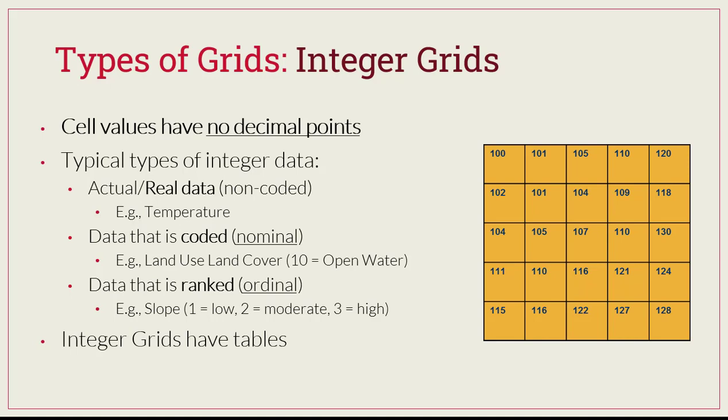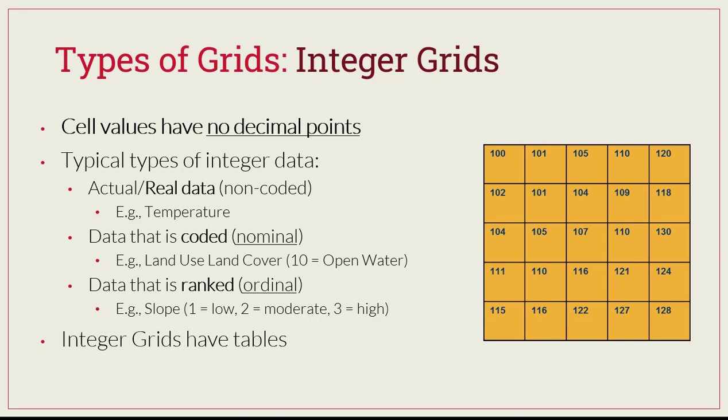So if we take a slope data set and we want to just rank it into low, medium, and high slope, because that's what we're interested in, not the actual slope value, but whether or not it's high, medium, or low, we could rank that and create an ordinal data set where 1 is low, 2 is moderate, and 3 is high.